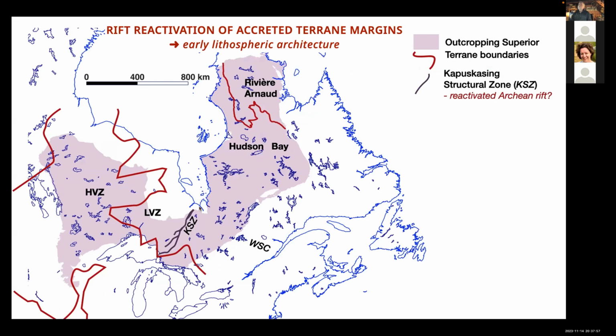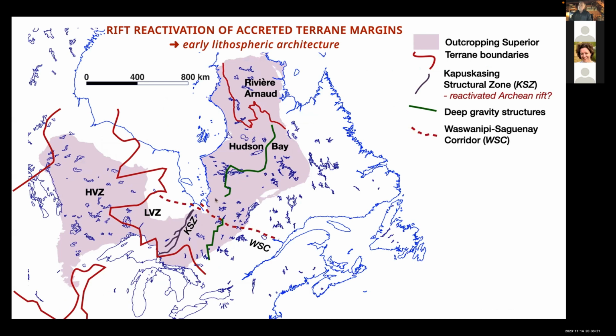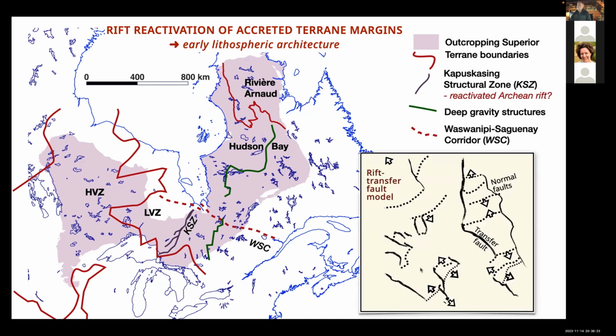And so again, looking at the big picture and putting the contact between the high and low velocity zones through here, we see that the general trend of that contact, even though it's subsequently undergone rifting, is sub-parallel to the contact between the Rivière Arnaud and the Hudson Bay terrane based on isotopic data. And if we plot some deep gravity structures, we can see that these features also seem to fit in with the same sort of rift model that was applied in the Western Superior, where the Kapuskasing structural zone may indeed have been formed in the Archean as another one of these rift-like structures.